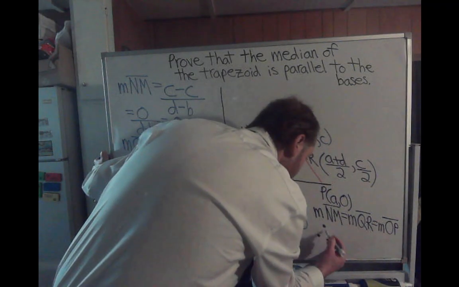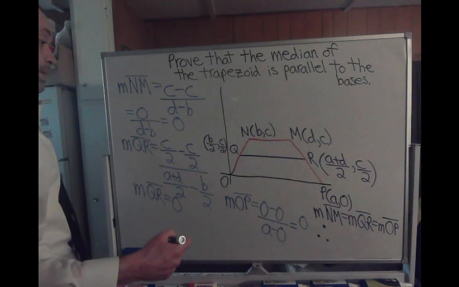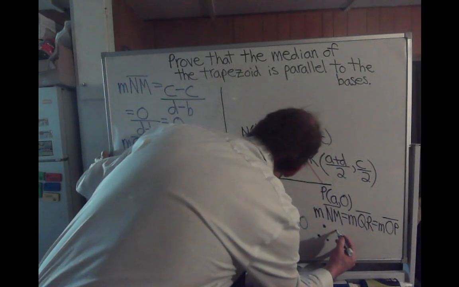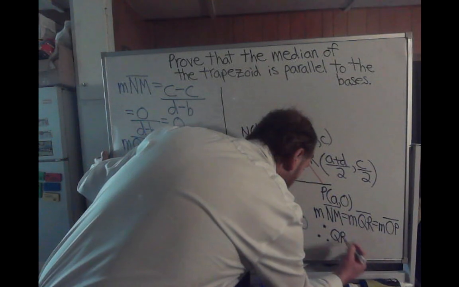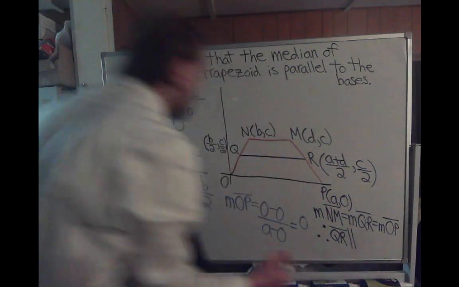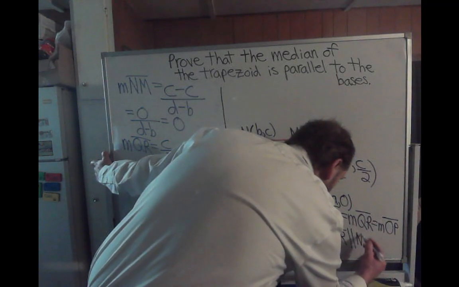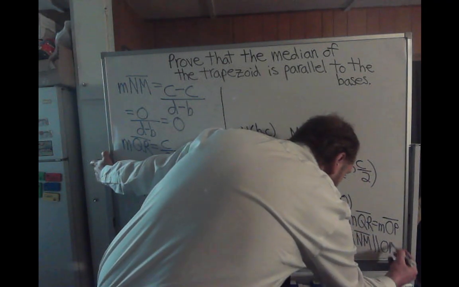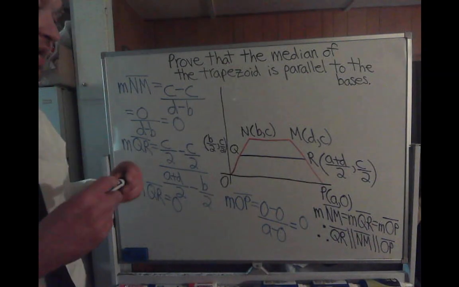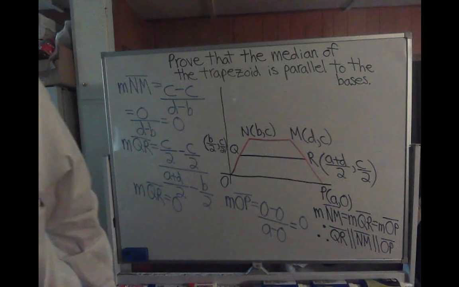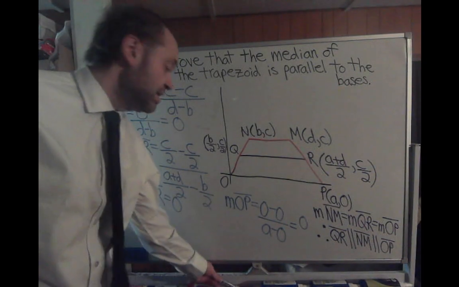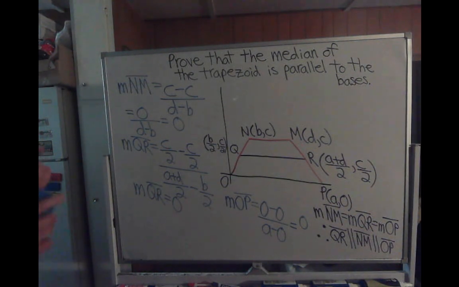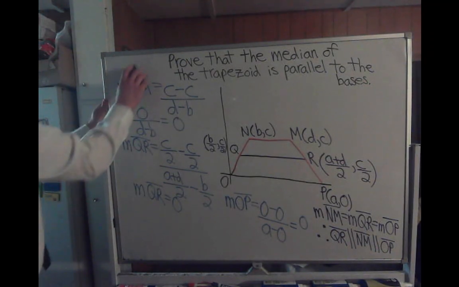Therefore, since all these slopes are equal, we can say that QR is parallel to NM, which is also parallel to OP. We have just now proven that all three of these bases are parallel to each other, which is exactly what they were asking, by finding all these to have a slope of 0. Now here comes the fun one. Here's really going to be the fun one.